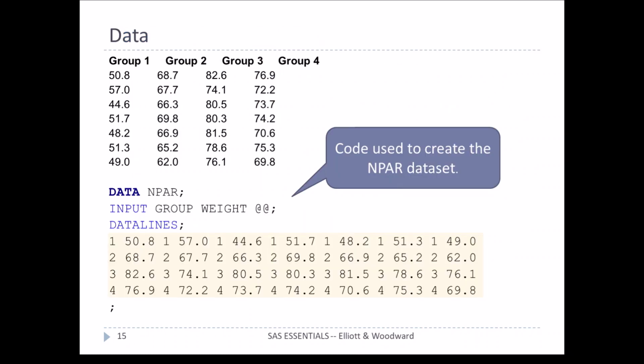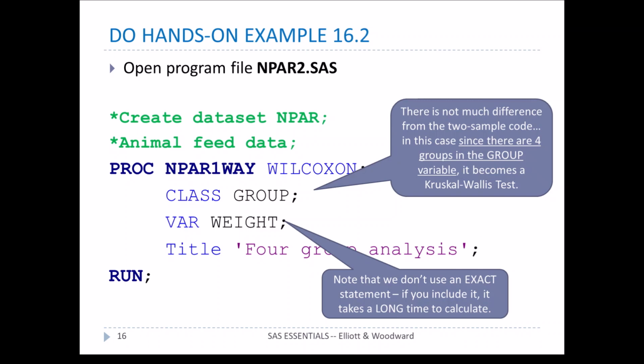So this is the data that we're going to use for this analysis. Notice we have 4 groups, and each one of them has 7 pieces of data. And then down below you see the actual code used to enter this data, where the input variables are group and weight.